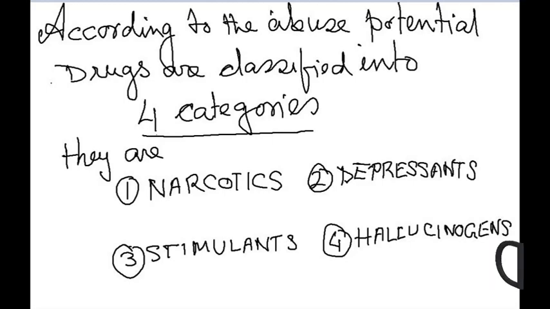The drugs that are likely to be abused may be classified into 4 categories according to their abuse potential. These are narcotics, depressants, stimulants, and hallucinogens. Apart from these, alcohol and tobacco are 2 other substances most commonly abused throughout the world.